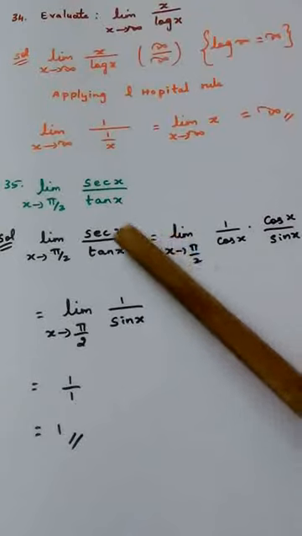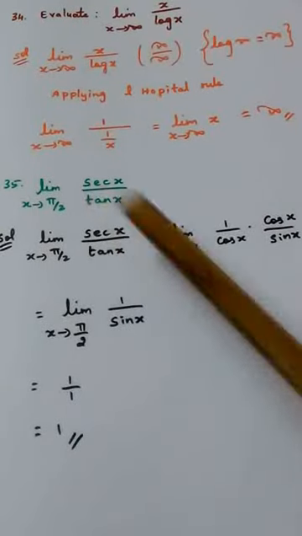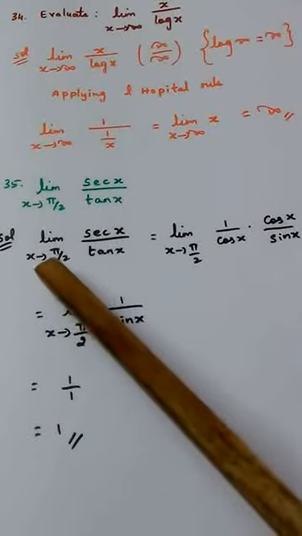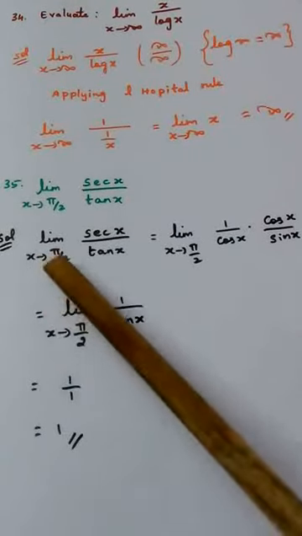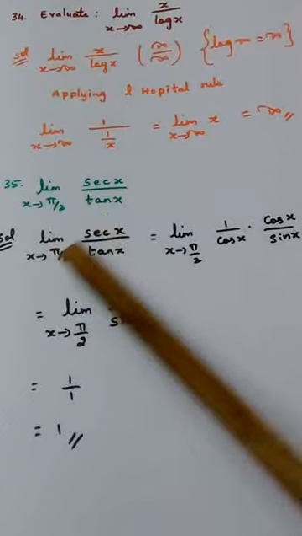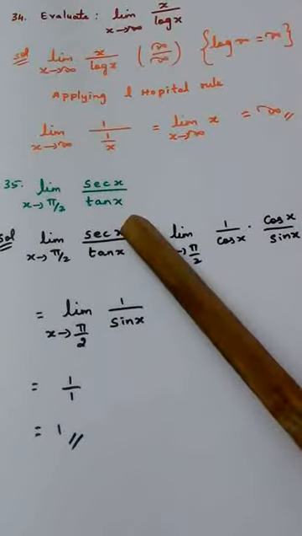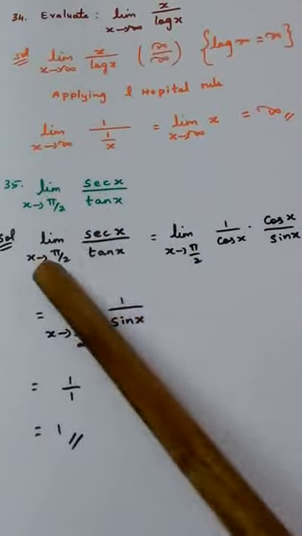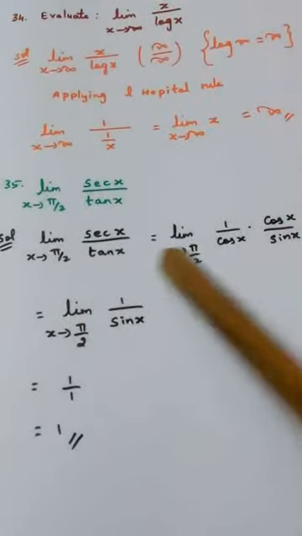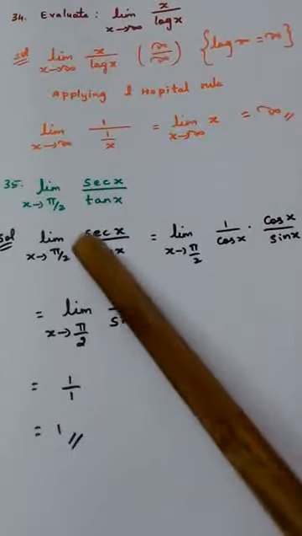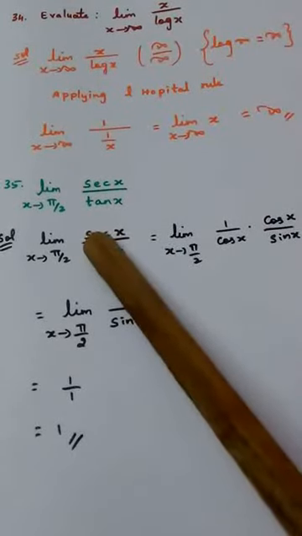Instead of writing infinity by infinity here, what I am trying to do is, children, could you able to understand what I am telling now? x goes to pi by 2. Directly if you apply the limit, secant pi by 2, secant 90 is infinity. Tan 90 is also infinity. So I should write like this, infinity by infinity. But I am not writing like that. Instead of writing that, I am using a trigonometric formula.